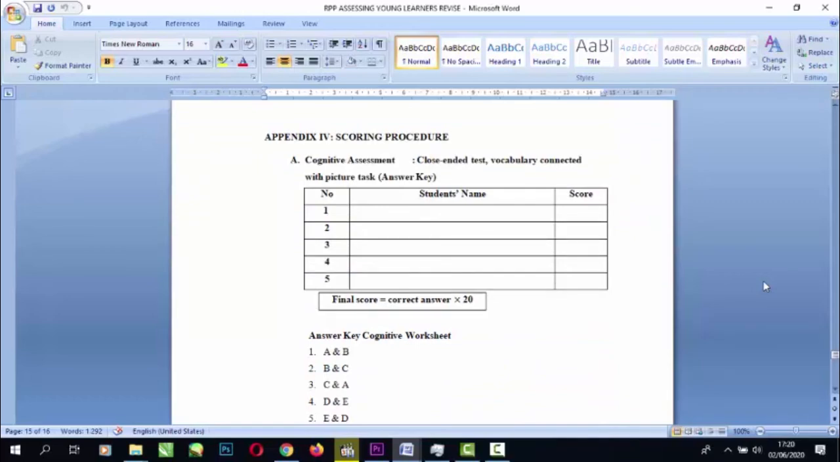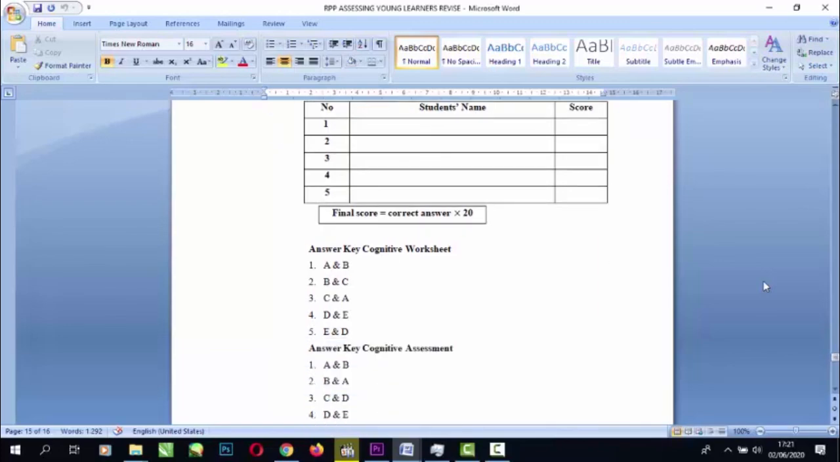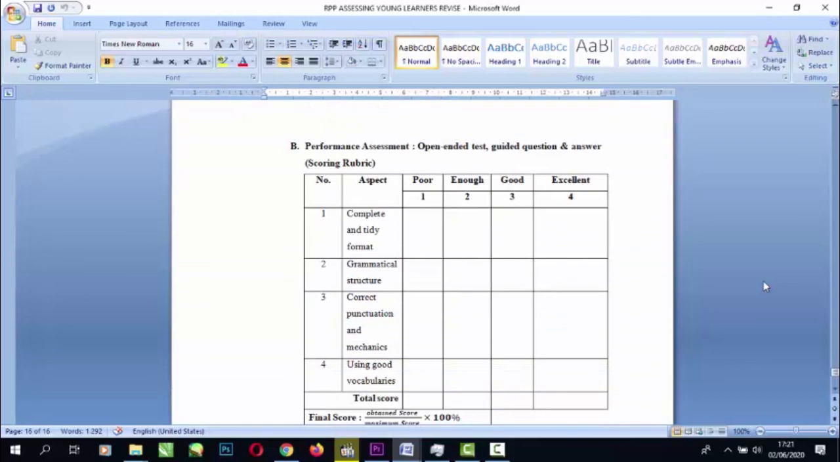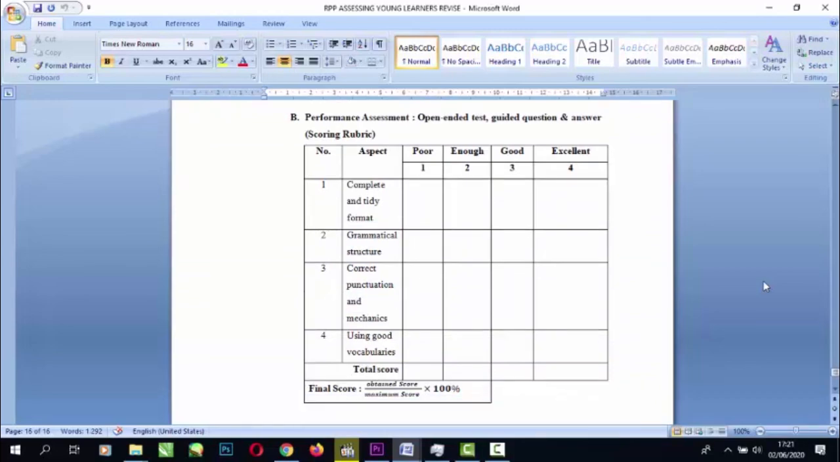Next, in Appendix 4, we provide scoring procedure. For cognitive assessment, we use answer key. Since we have 5 items in the task, the final score is obtained from the correct answers multiplied by 20. So the highest score is 100. For performance assessment, we use scoring rubric with 4 scales. In the rubric, we consider 4 aspects, and you may see it clearly from the slide.